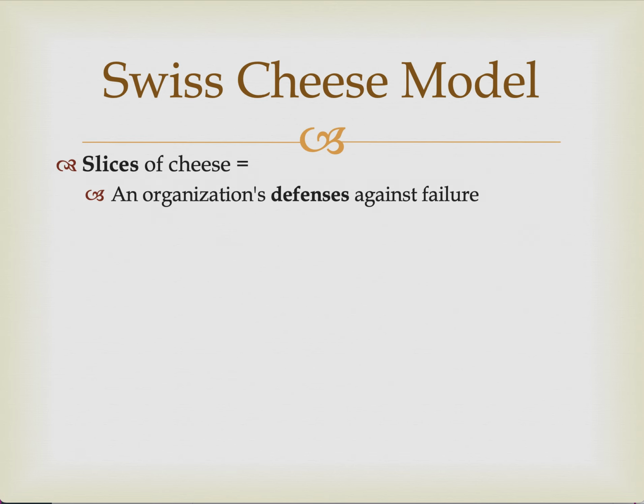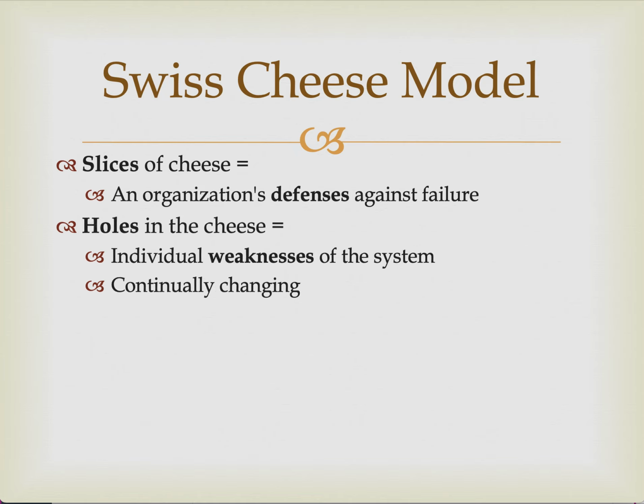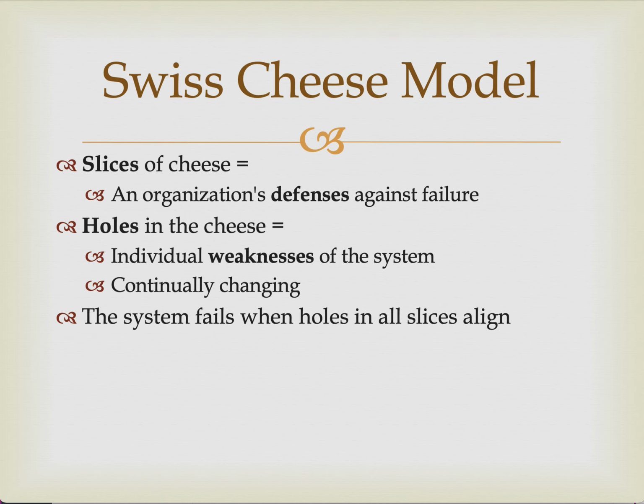So the slices of cheese were a defense against failure. The holes are a weakness in the system. So they're continuously changing, they're always moving around. The system only fails when holes in all the slices align.